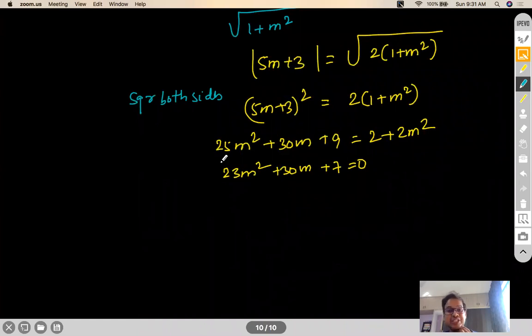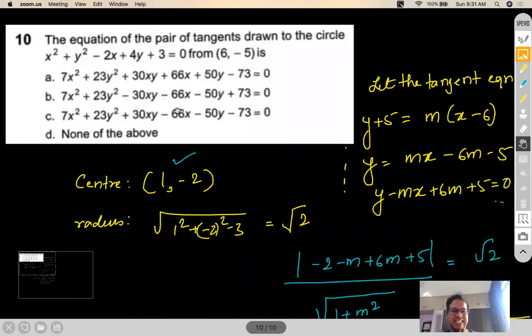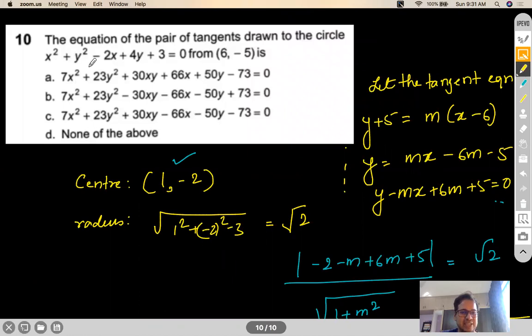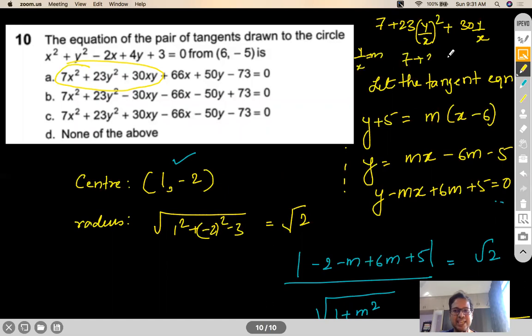Okay, now as you can see, this is very much similar to the expression that we had in our equation of the circle. Check the equation of the circle. Basically, if you divide your second degree terms over here, the equation of the pair of tangents, if you divide this by x square, you will end up getting something like this: 7 plus 23 y by x the whole square and 30 y by x. Replace your y by x with m. So this will give you 23m square plus 30m. This is exactly the same thing that you have seen over here.